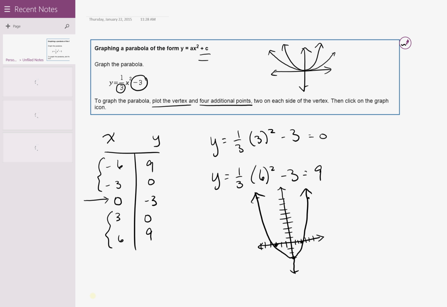Okay. Just to give you some comparison, y is equal to x squared would be right here, right at the origin, right here, (2, 4), (3, 9). So you can see it would be much taller and skinnier. So the 1/3 sort of flattens the graph because it's less than 1.